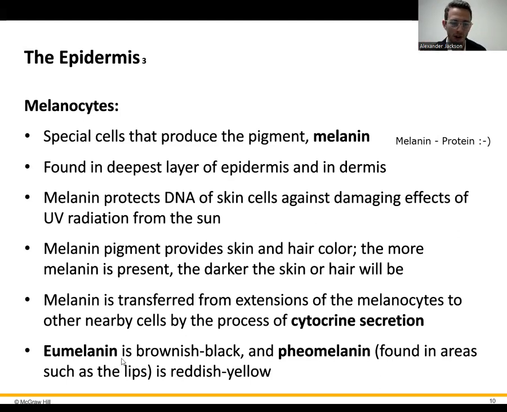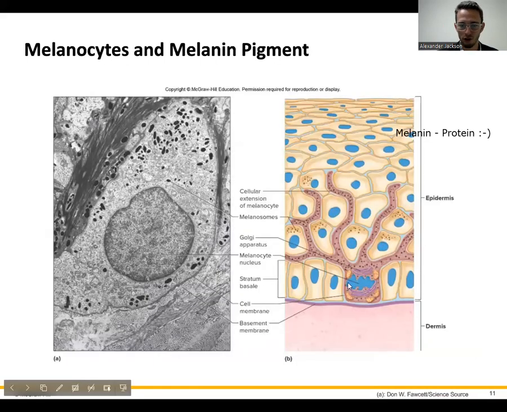There's a couple different types of melanin too when we talk about hair color. Eumelanin is a little darker and pheomelanin is a little more reddish yellow, lighter. So we'll talk about how that relates to hair color here in a little bit, because your hair is basically skin, but it's specialized. So we'll get to that here in a second. So those are melanocytes. So those are found in that basal layer, okay? And they look really cool.